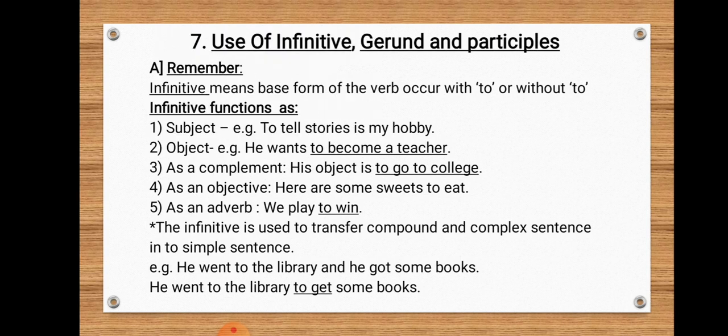Use of infinitive, gerund, and participles. Now, infinitive means what? It is a base form of the verb and it can occur with to or without to.